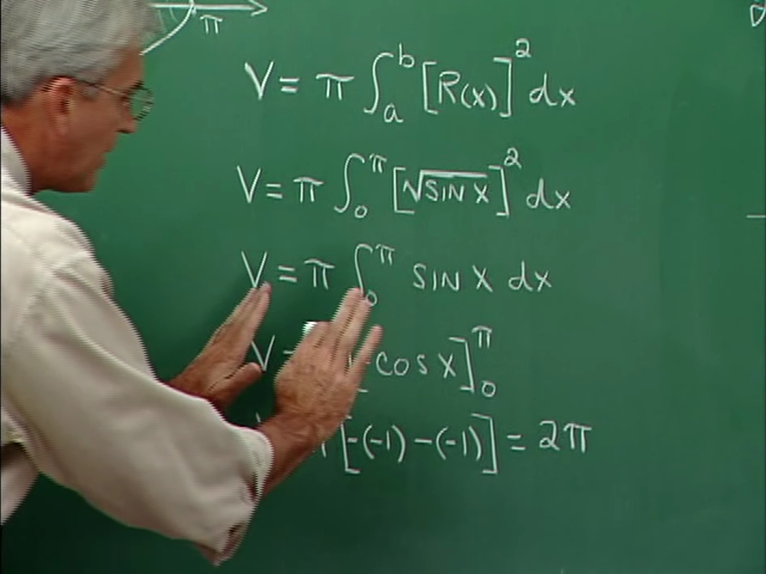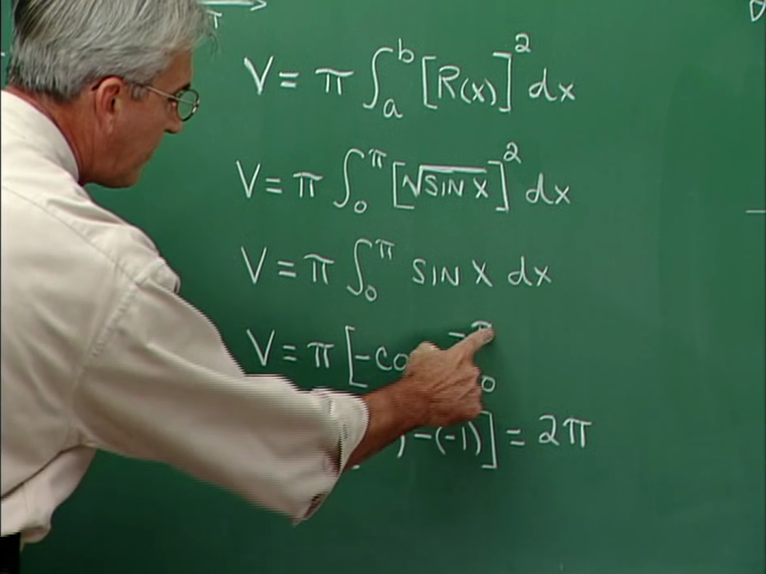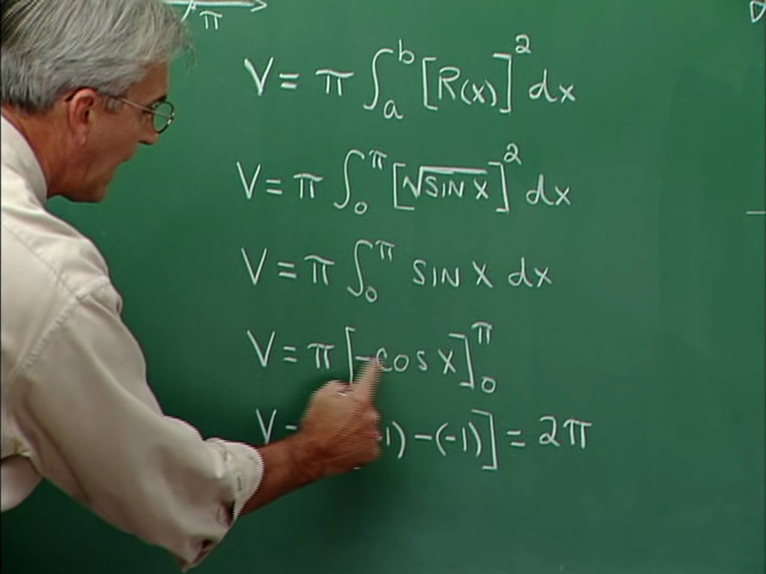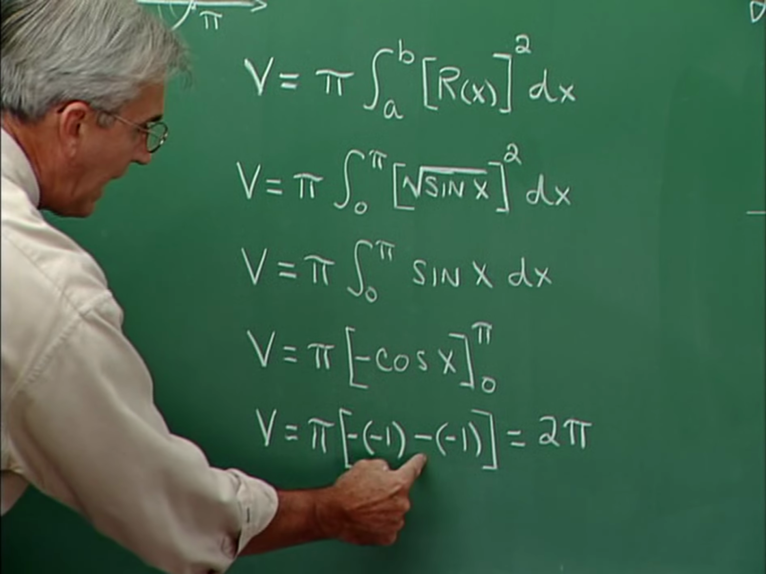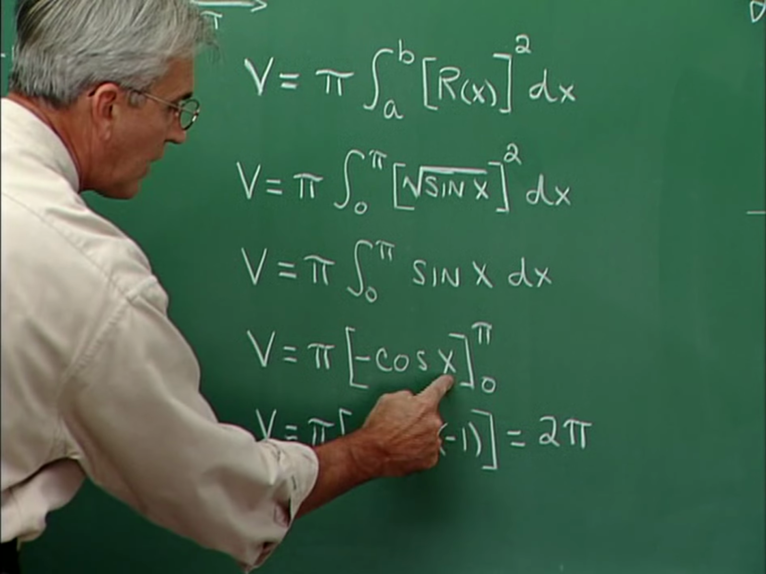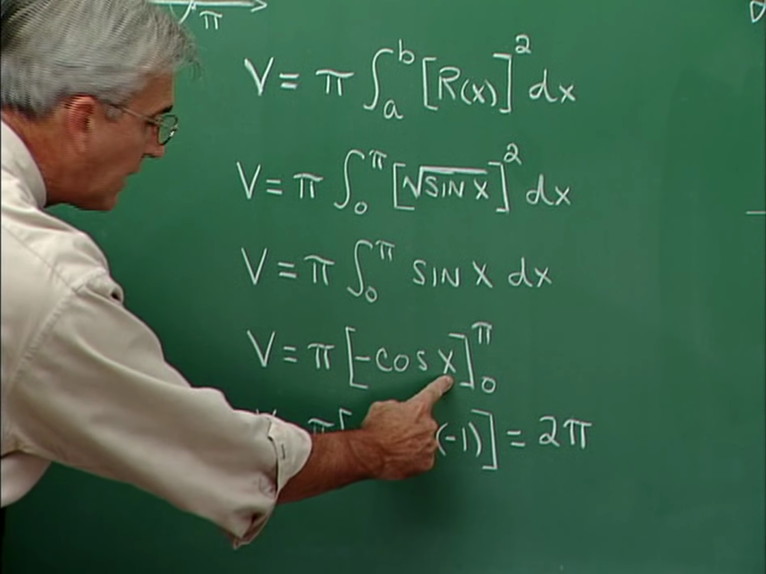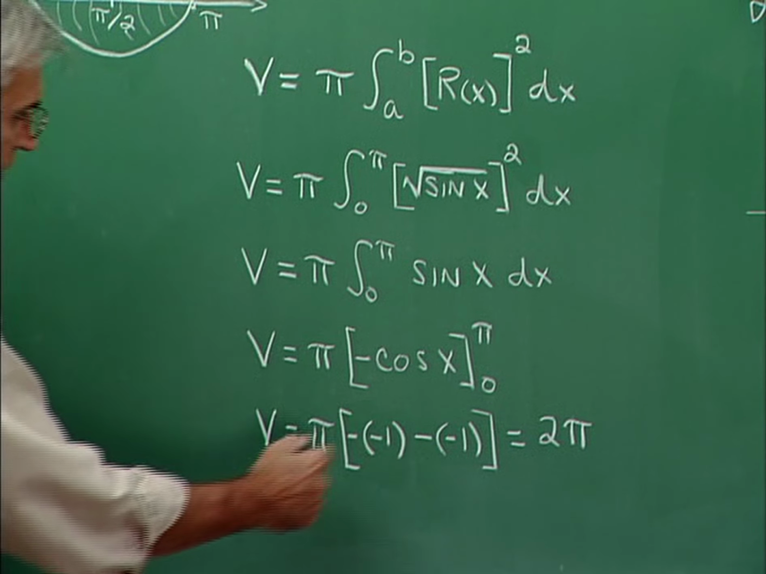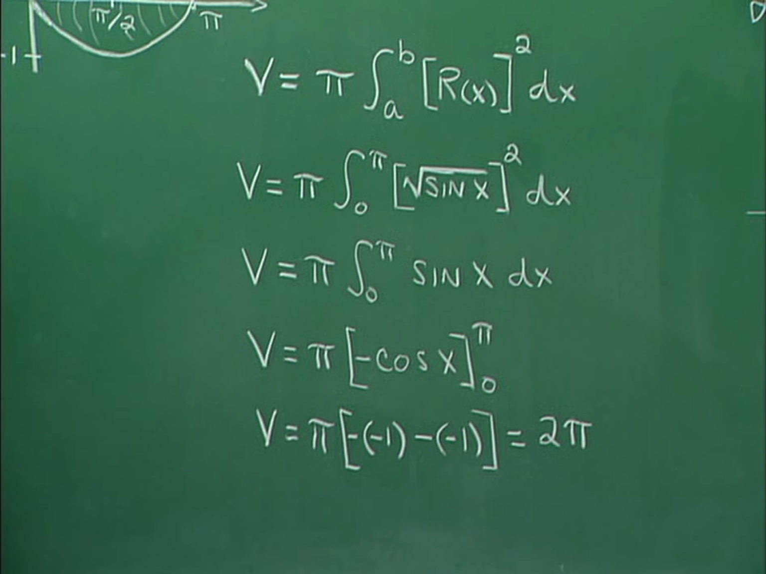And just pop in the values here. The cosine of pi, remember, cosine of pi is -1, so it's minus -1. And then minus, well, cosine of 0 is 1, so it's -1, so it's minus -1. And this gives us 2 pi then for the volume.